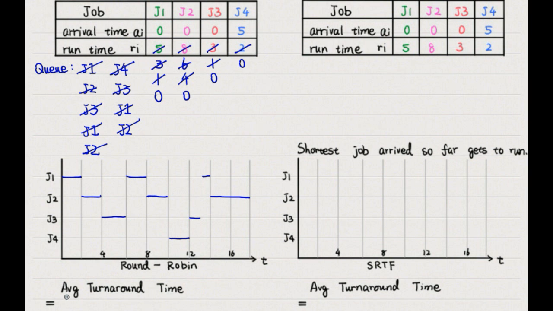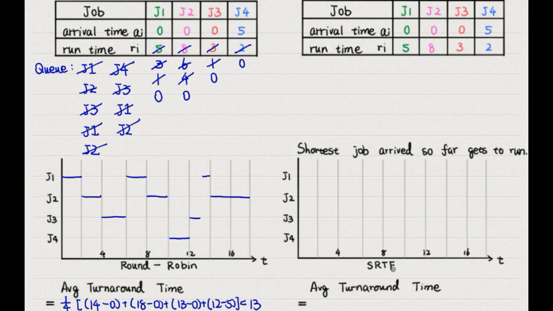The average turnaround time is 1/4 times. J1 completes at time 14 and arrives at time 0, so 14 minus 0. J2 completes at time 18 and arrives at time 0, 18 minus 0. J3 completes at time 13 and arrives at time 0, 13 minus 0. J4 completes at time 12 and arrives at time 5, 12 minus 5, 13.